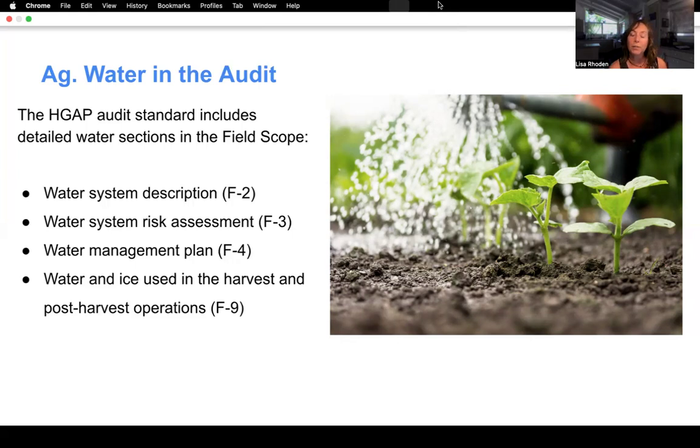There will be a water management plan developed from this information. So when we understand what your water system looks like and we talk with you about the risks associated with your water, we're going to develop a water management plan, which is essentially just writing down how you are using your water and what goes into that. And then any water or ice that's used in the harvest or post-harvest operation, we're going to mention that too. And again, that's going to be known as that post-harvest water. So a little bit different than the water that you're using for your crop potentially.